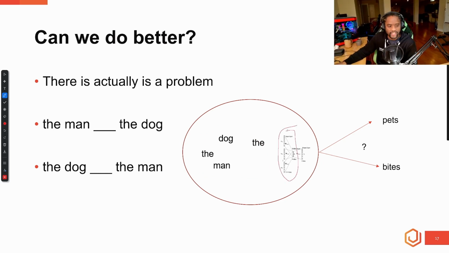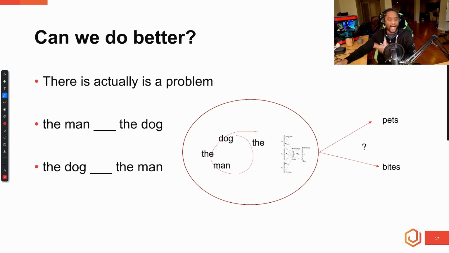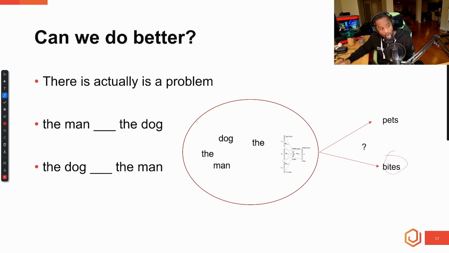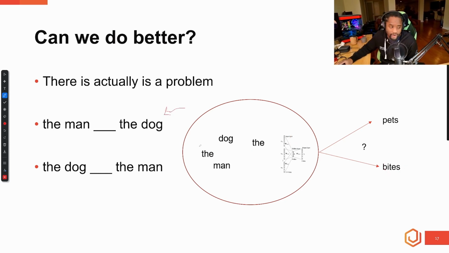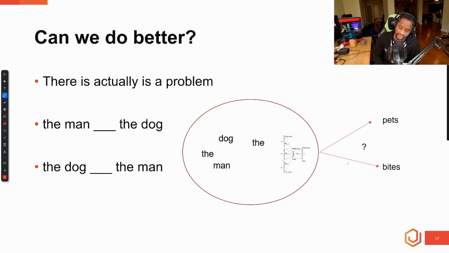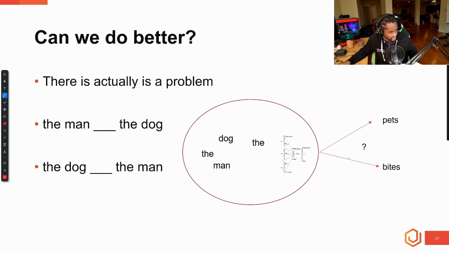This continuous bag of words is like, give me a cluster, add a word to the cluster. What should it be? The model says pets, right? The model might say bites. But the order matters. The information is in the ordering of the words. The man blanked the dog should be the man pets the dog. That's more likely than the man bites the dog, because men don't bite dogs. I mean, most don't. I can't speak for every man.